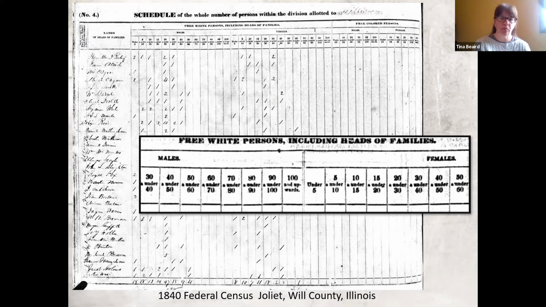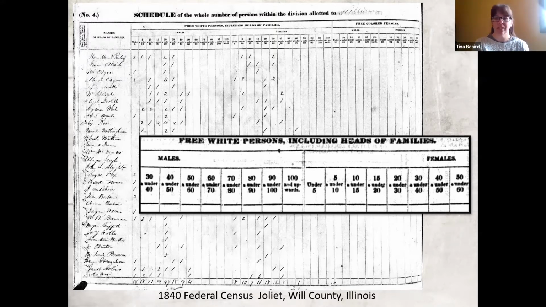So we have 2 children, two boys between the ages of 5 and 10. We have two boys between the ages of 10 and 15. We have one daughter between the ages of 5 and 10, and two women between the ages of 40 and 50. So it doesn't tell you who they are. It doesn't tell you what the relation to the head of household is. It's just strictly an inventory of all of the people who are living at that address at that time.